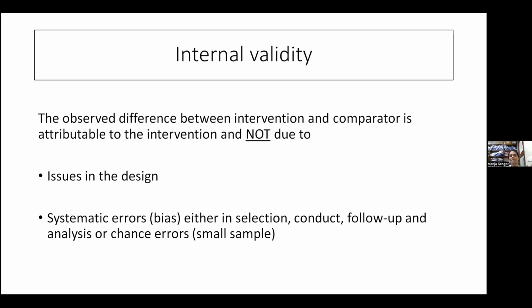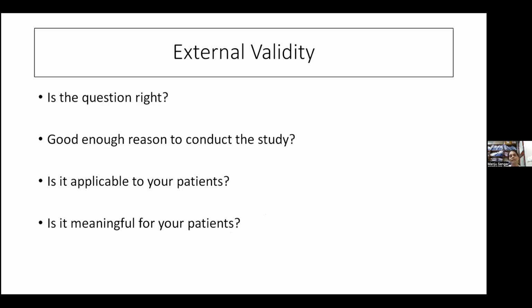This is what we call systematic error or bias, or they could be chance errors just because you have a very small sample and what you have got as a result is just by chance because of not enough power in the study. The other component is external validity, which basically starts from whether you've asked the right question, whether there is good enough reason to conduct the study, and whatever is being presented in the research paper, is it applicable or meaningful for your patients?